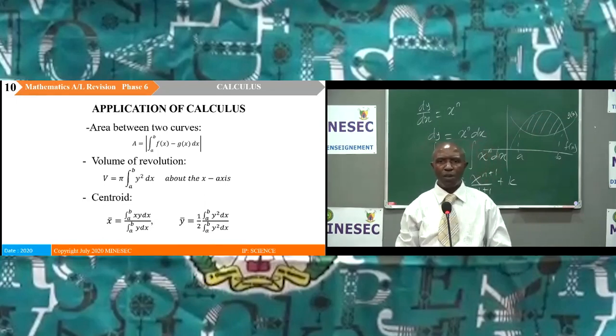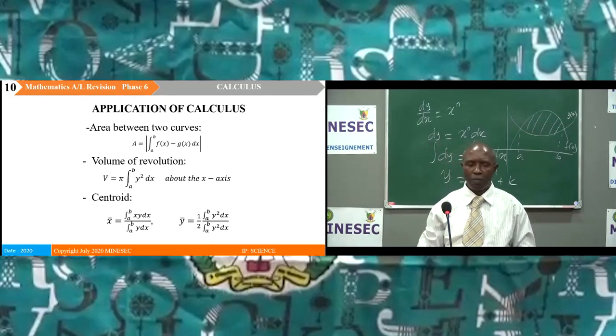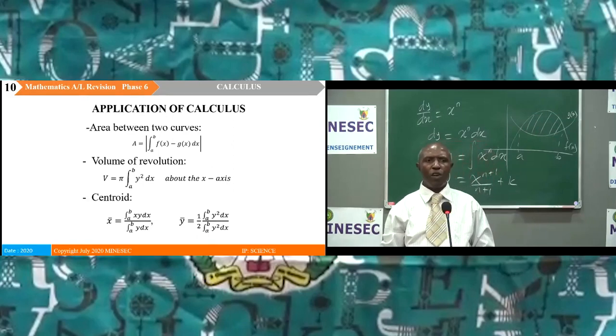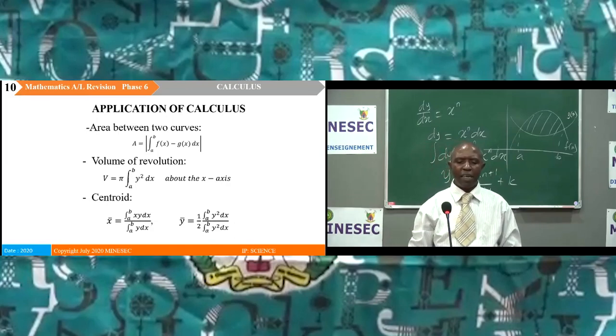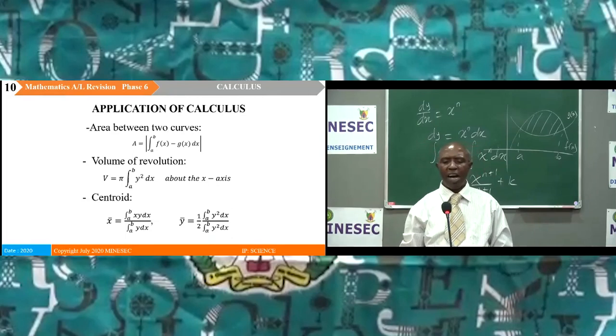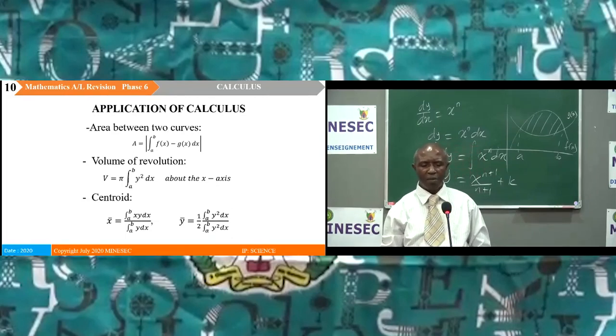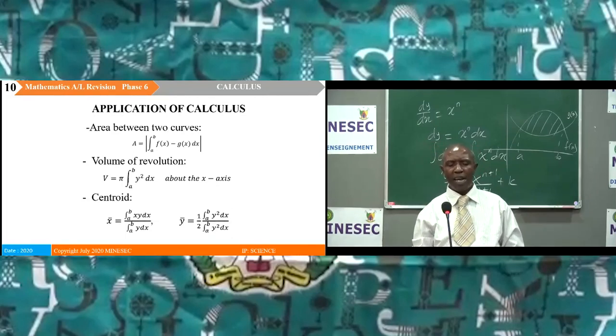Volume of revolution. The volume of revolution V is equal to pi times the integral from a to b of y squared dx, about the x axis.